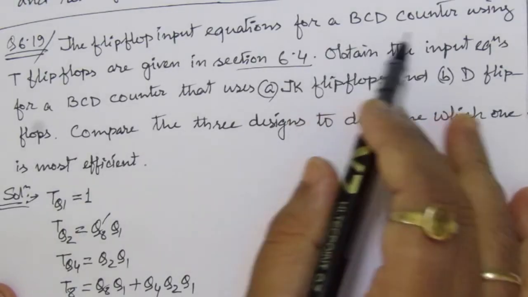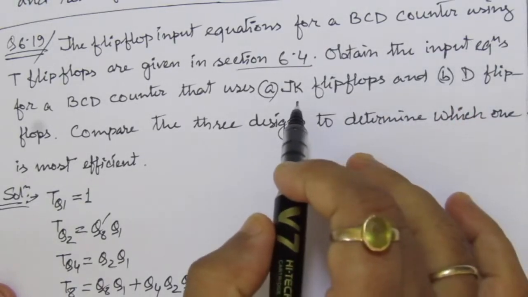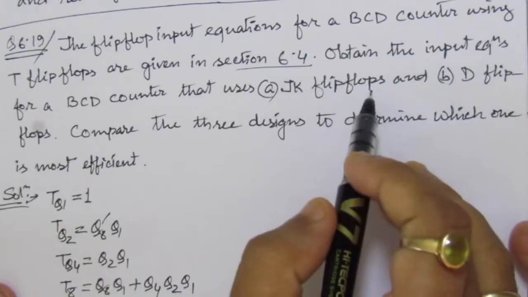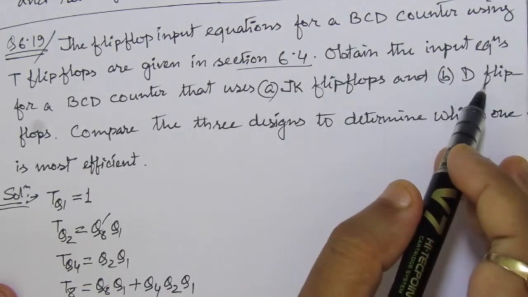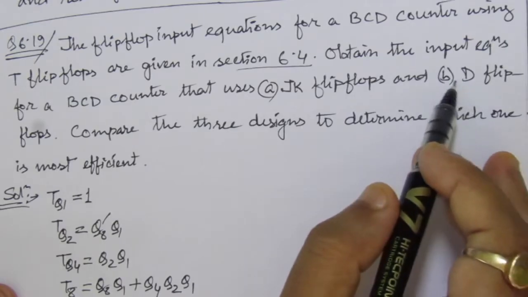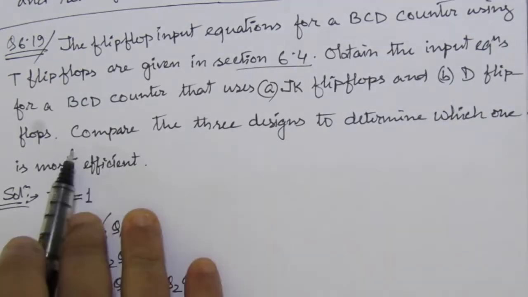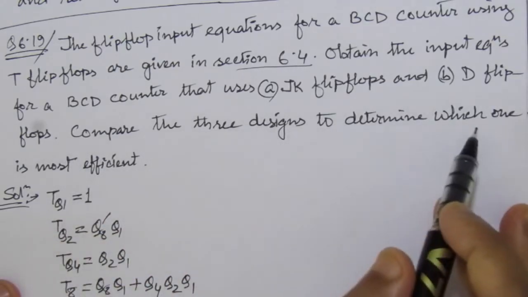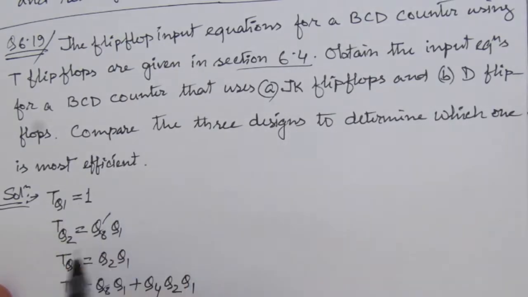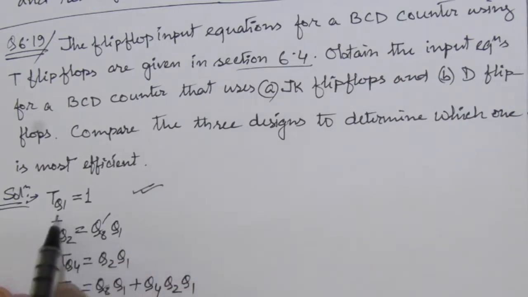To design the same BCD counter, we have to now use JK flip-flops and find out the J and K input equations, and for the D flip-flops, we also have to find out the input equations. In the third part of the problem, we have to compare the three designs to determine which one is the most efficient. So from the book we have got the input equations.